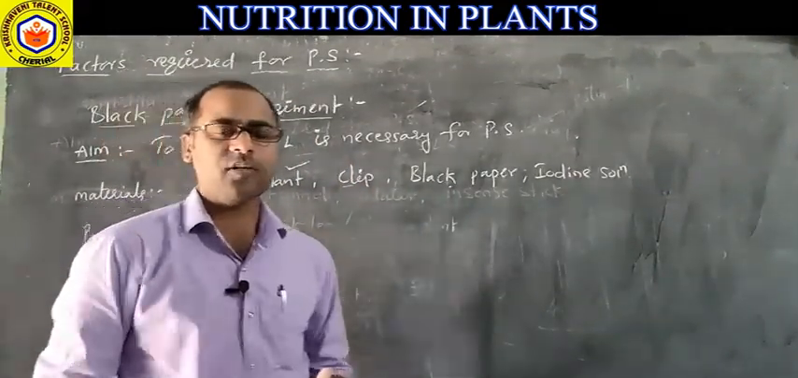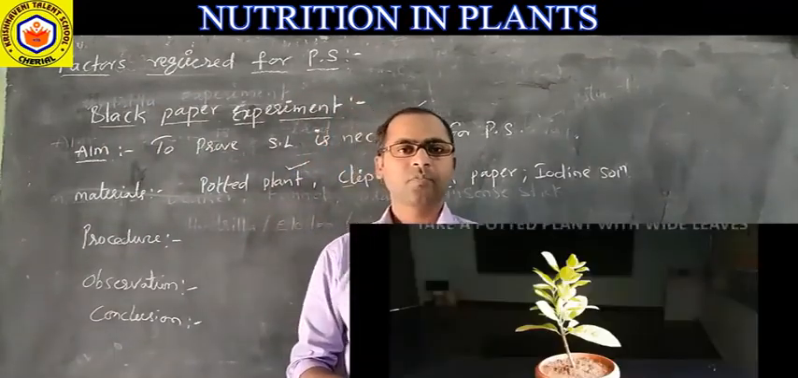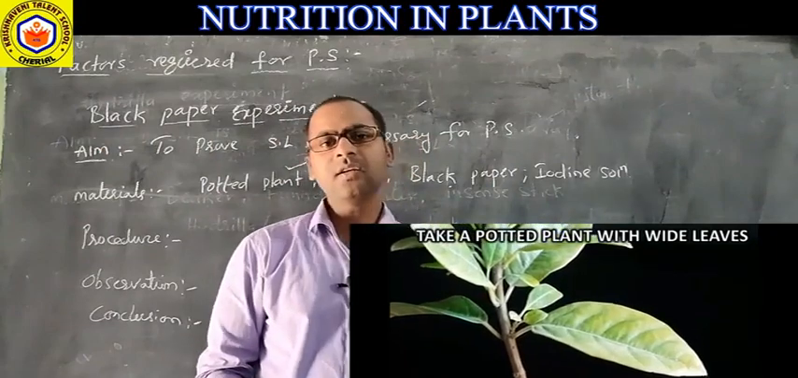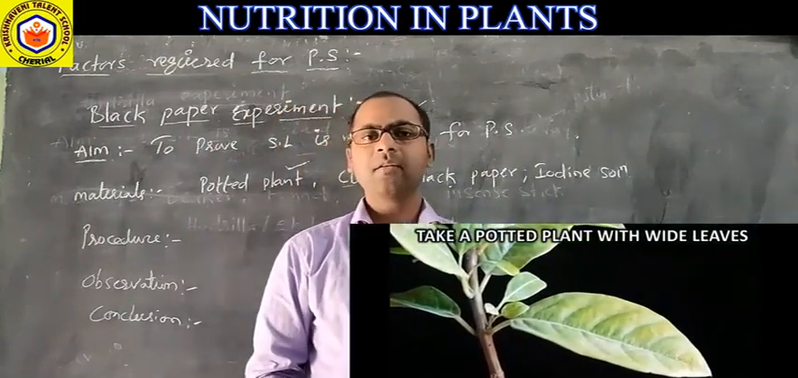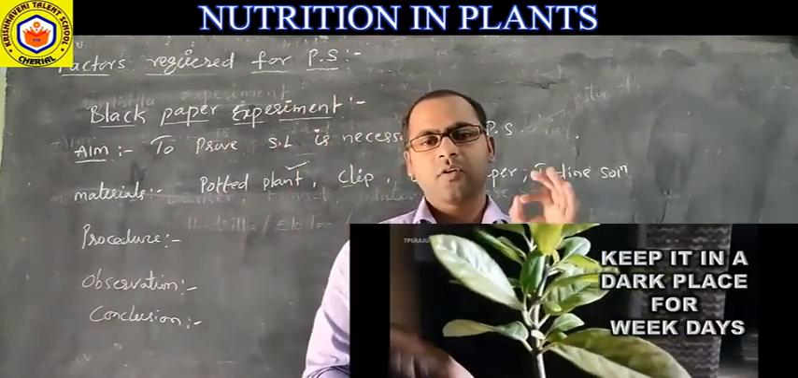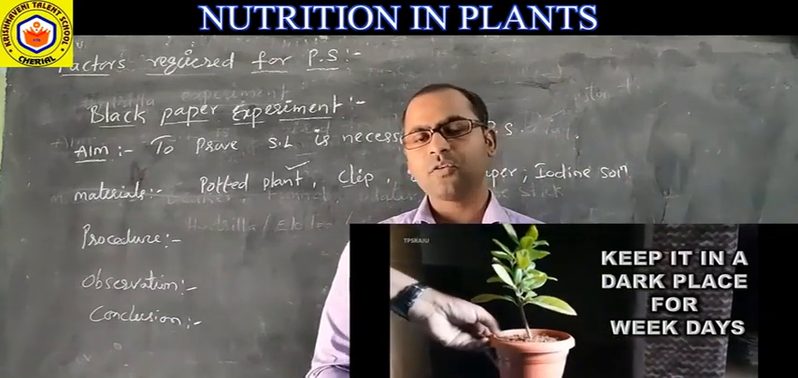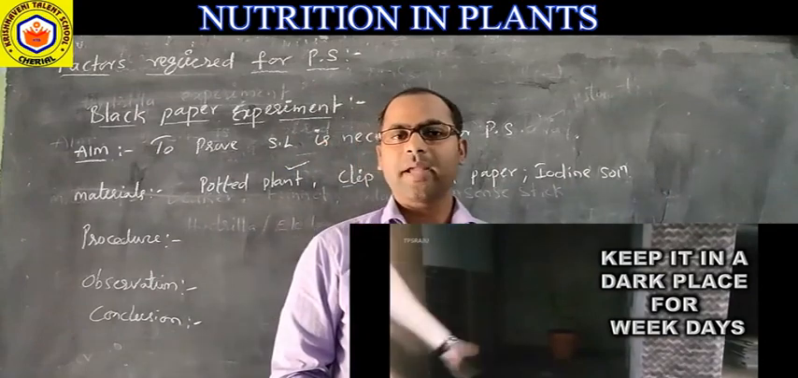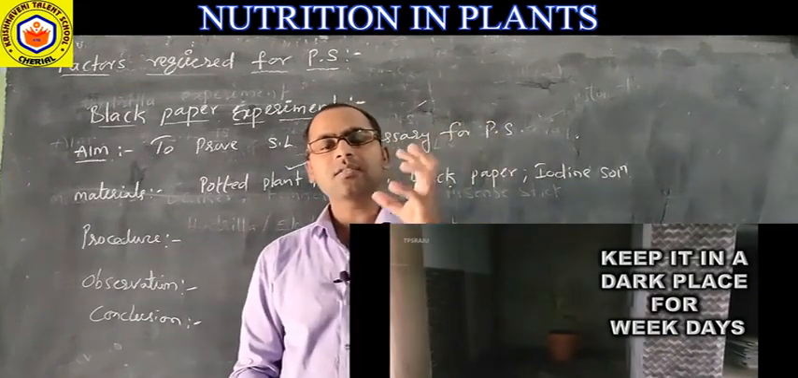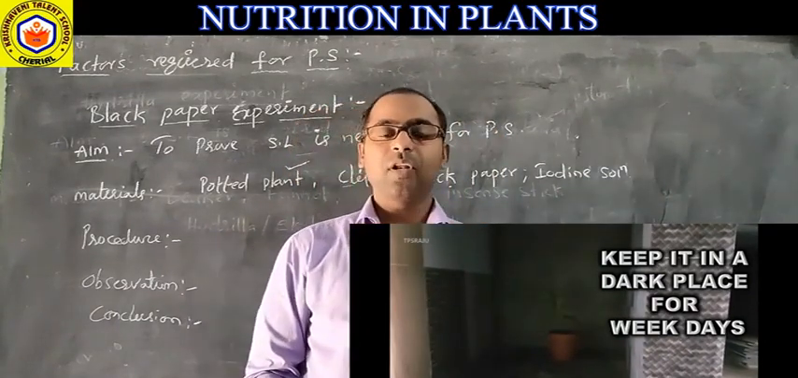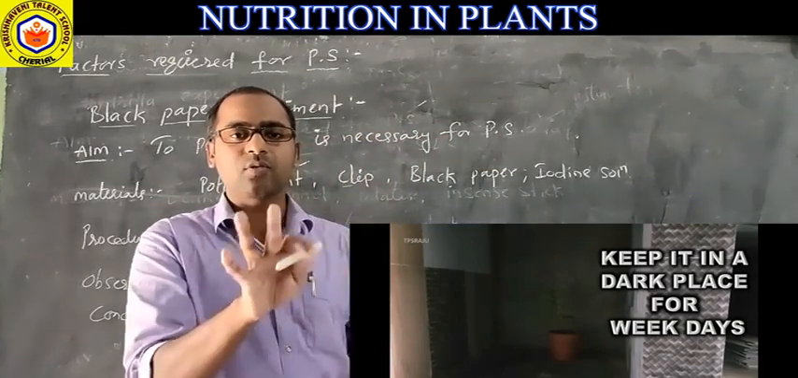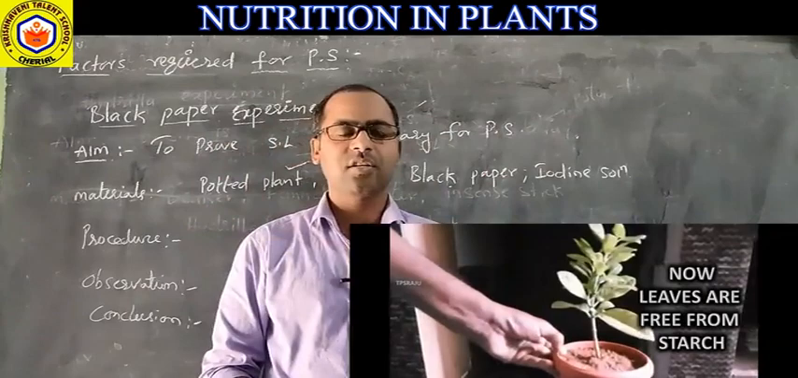And next, the procedure. We have to take a potted plant, and first it should be destarched, as we usually do in the moll's half leaf experiment. In the same manner, we have to destarch the plant. For that, we should place the plant in a dark room for 1 week. In that week, photosynthesis will not be carried out inside the plant, and the total starch present inside the plant will be consumed by the plant itself. So the starch is totally used up and the plant is destarched now.